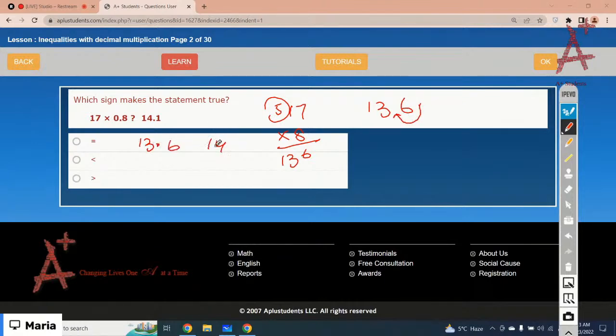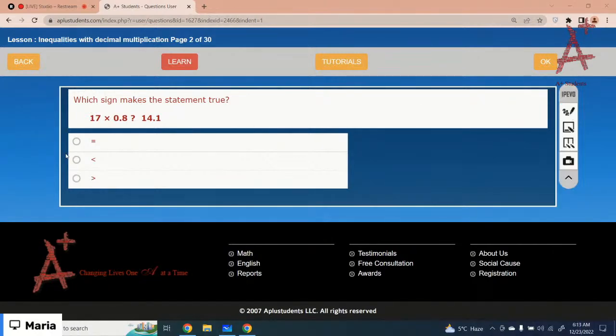So basically you have to compare 13.6 and 14.1. So 13.6 is greater or less than 14.1? 13.6 is less than 14.1. Got it? So the correct option is less than. Just select the correct option and click on the OK button. Got it?